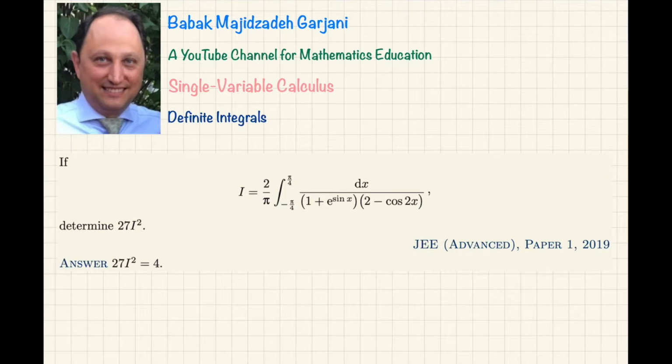This problem has been chosen from the JEE Advanced Entrance Exam for Indian Institutes of Higher Education for Engineering and Technical Programs. It would be a good idea if you could pause the video at this point and try to solve the problem yourself first. If you do it right, then the answer would be 27 I squared is equal to 4.